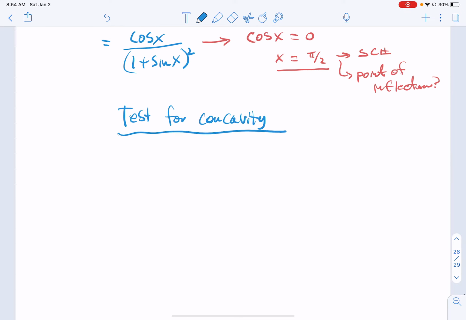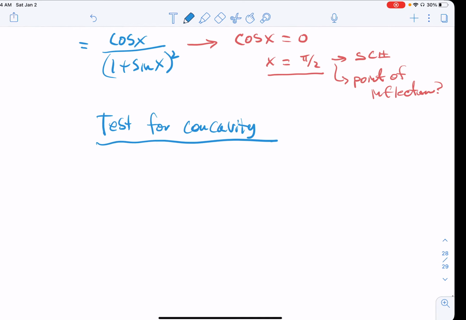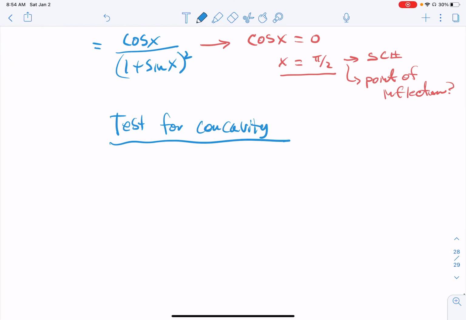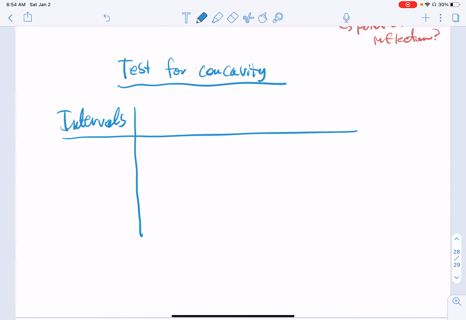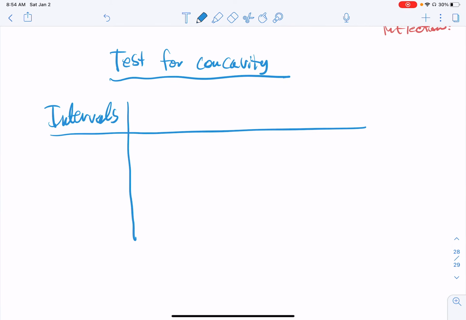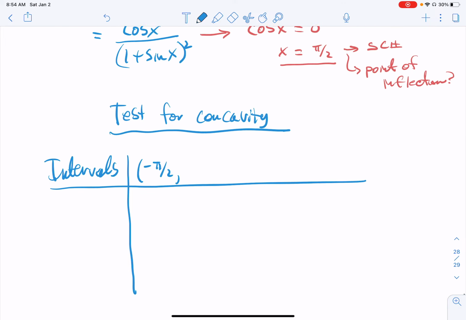Don't go thinking that this is the second derivative test, because it's not. What does the second derivative test for? Did you just say relative extrema? Because if you did, you're right. Intervals. And once again, we're just going to do one of these little intervals from -π/2 to our π/2.